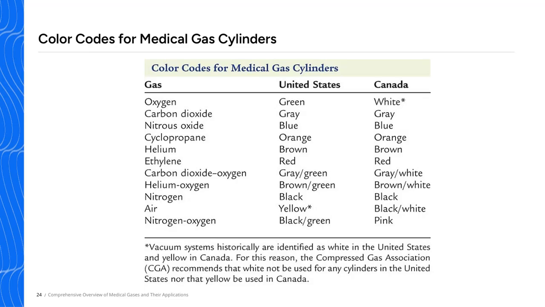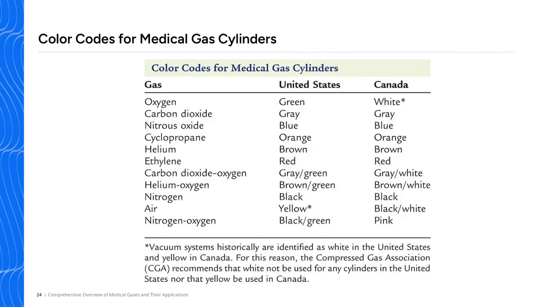Let's take a closer look at the color codes for medical gas cylinders. These color codes are essential because they allow us to quickly identify the gases contained within each cylinder, which is crucial for safety and proper application. Each gas has a standardized color, making it easier for healthcare professionals to recognize them at a glance.